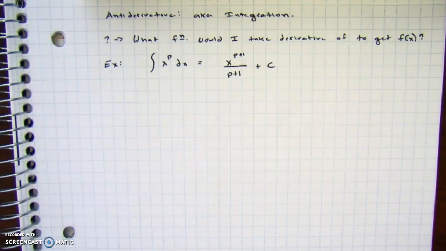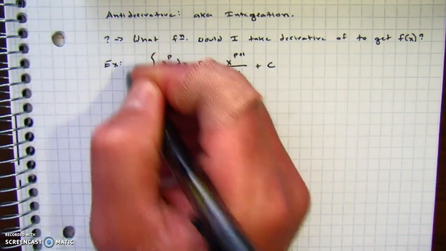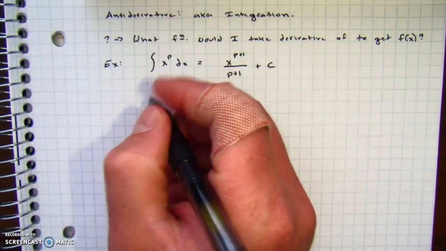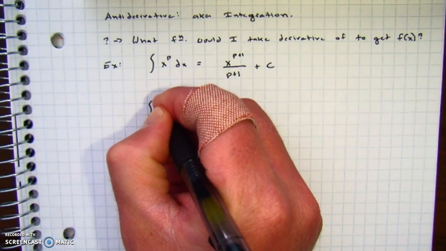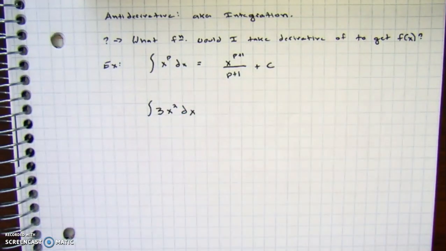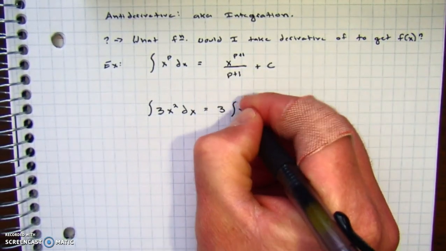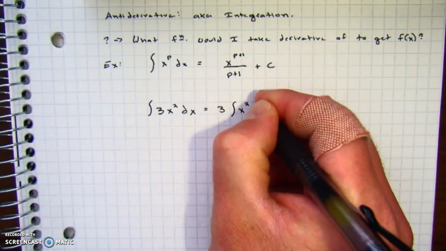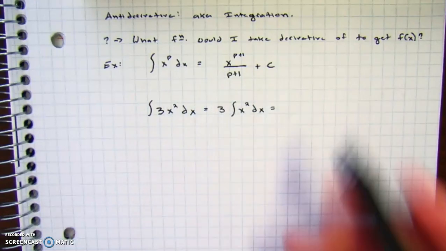So let's take a look at an example that will maybe illustrate really what we're doing. Oops, I guess that's not an example, but this is the real example down here. So let's say you want to integrate 3x squared dx. Now, just like with derivatives, if you have a constant, you can move that constant out front. So you can rewrite this as 3 integral x squared dx. All right, now we just use our handy dandy formula right here.